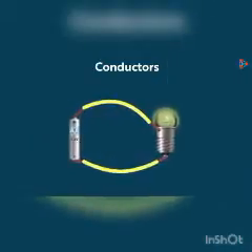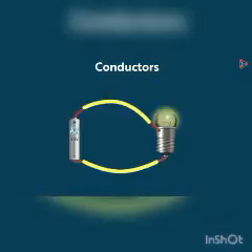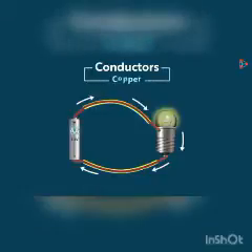But how exactly is the current flowing in the circuit? Or through which material is this current flowing? Yes, it's the copper wires. Electric current is flowing through the copper wires from the positive to the negative terminal. So what can we conclude from this? We say that copper is a conductor of electricity since it allows the electricity to flow through it.